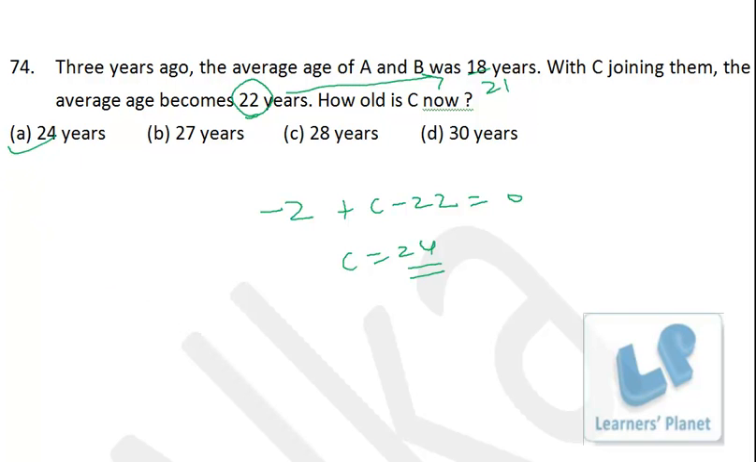Apart from that, what you can do is, the average age of A and B as of now is 21, so total age must be 42, right? And I assume the age of C is C, so this is the new average, and that is actually 22. I'm sorry, this is actually 3, 2 persons and plus 1 person. So 42 plus C is 66. That means C must be 24, right? That we have already calculated. So you can go either way.